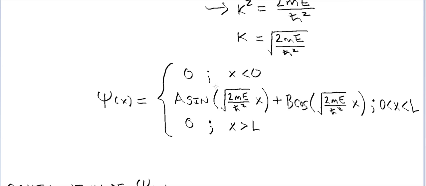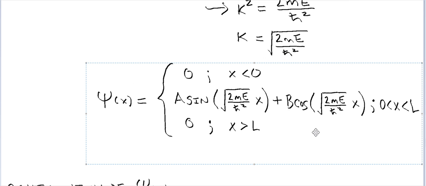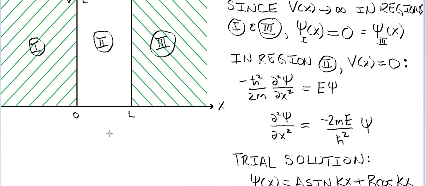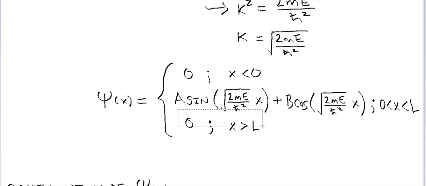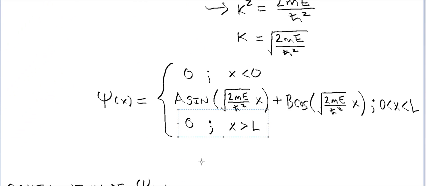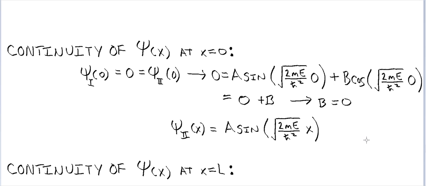We could write out a more general statement for psi as it's 0 if x is less than 0, right? That's in region 1. It's also 0 if x is greater than L, that's in region 3. But in region 2, it takes on this value: a sine kx plus b cosine kx. Yay. We can go further than this.